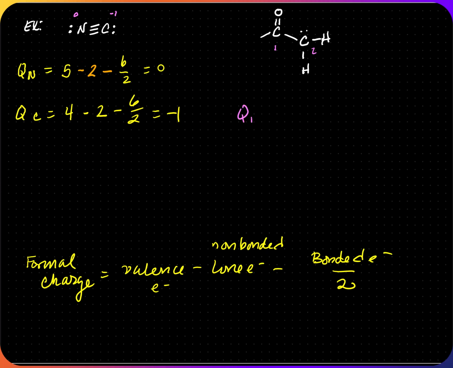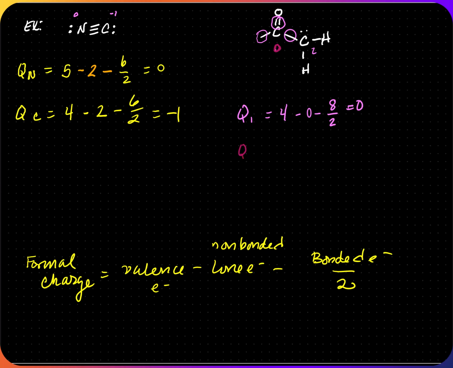So the charge of Q1 is going to be 4 valence electrons for carbon. It has no lone electrons, so that's equal to 0. It has 8 bonded electrons divided by 2. It's 8 because we have 1, 2, 3, 4 bonds because it fulfills the octet rule. Since it's all bonded, there are 8 electrons. So this becomes 0. So the charge of this carbon right here is 0.